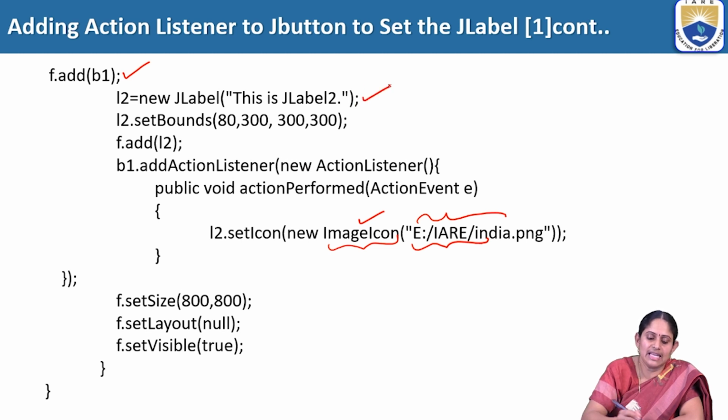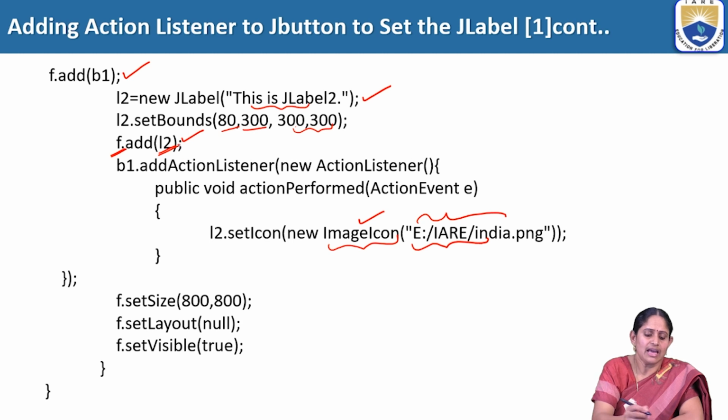Now we are creating a label with the string "This is JLabel," and it is also placed at X and Y coordinates as 80 and 300, and its size is 300 by 300. And that label is also kept on the frame.